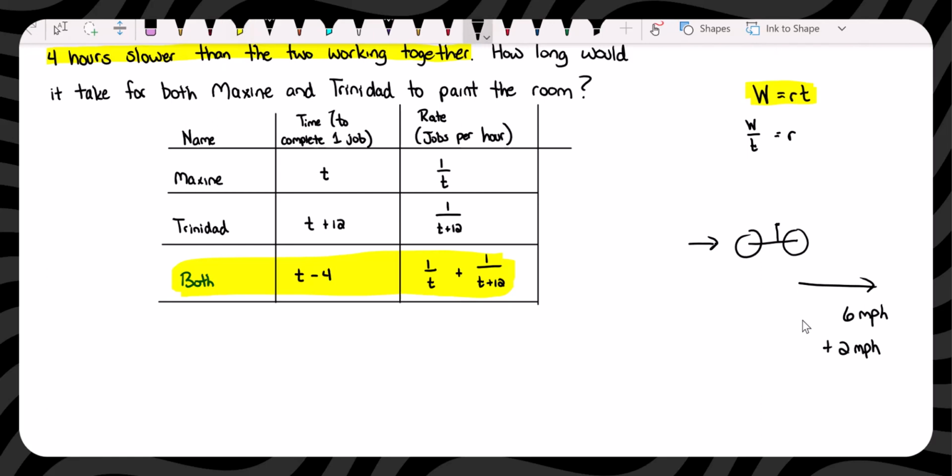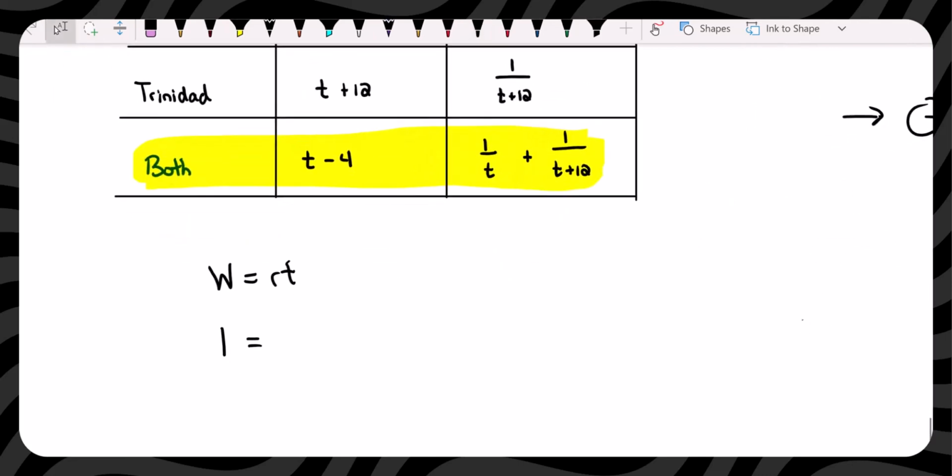Well, if that's the case, W is 1. They're just painting one room. They want the work done to be one room worth of work. The rate at which they work is 1 over T plus 1 over T plus 12. That's the rate at which they work together. And then the time it takes them to paint a room together is T minus 4. This is all from that bottom row.